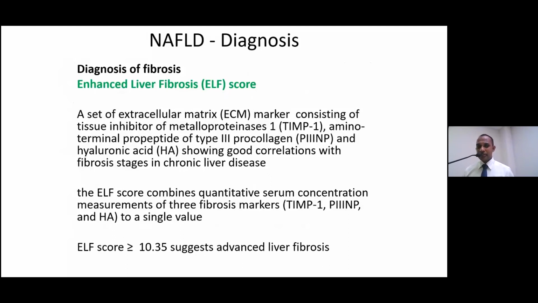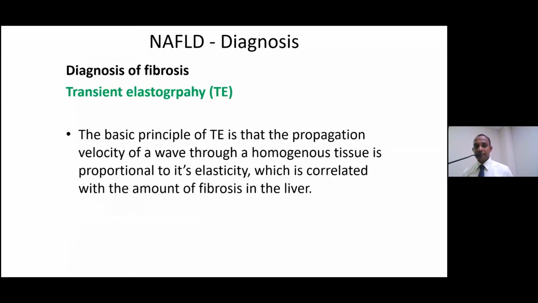A few words about the ELF test, the enhanced liver fibrosis score. It essentially considers extracellular matrix markers, which consist of metalloproteinases, type 3 procollagen, and hyaluronic acid, all showing good correlation with fibrosis stages in chronic liver disease. In the ELF score, you combine the quantitative serum concentrations of these measurements into a single value. And if your value is above 10.35, it suggests advanced liver fibrosis.